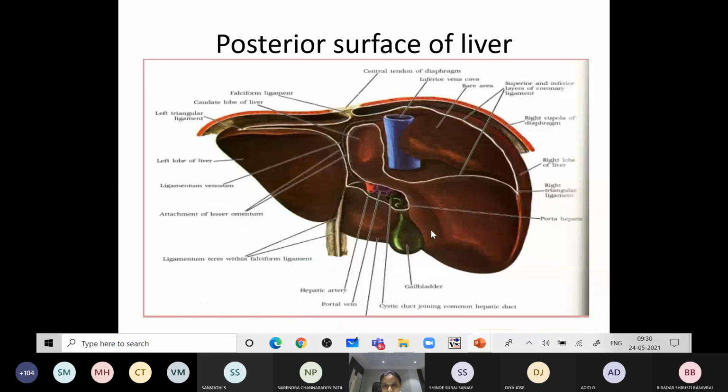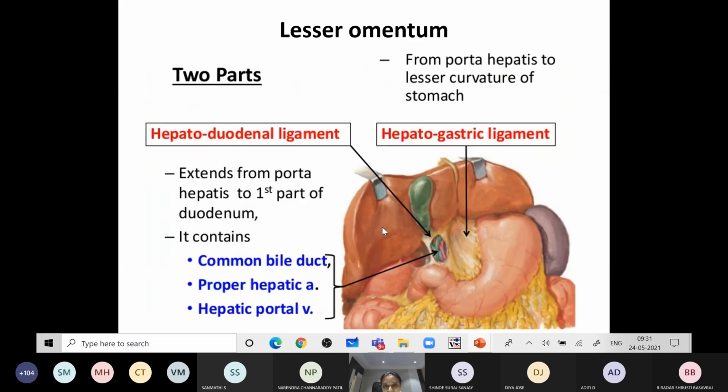They go upwards; these are the structures which are there in the hilum. The common bile duct descends down, portal vein ascends, and also the hepatic artery ascends and enter into the liver. So portal vein and hepatic artery enter into the liver, common bile duct comes out of the porta hepatis and descends down through the right free margin of the lesser omentum. As it is not attached, it's a right free margin.